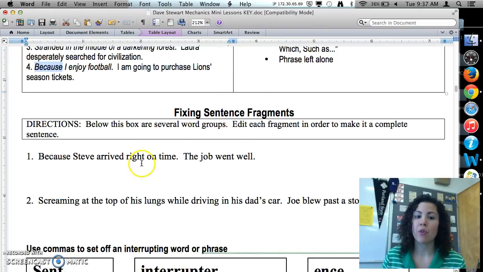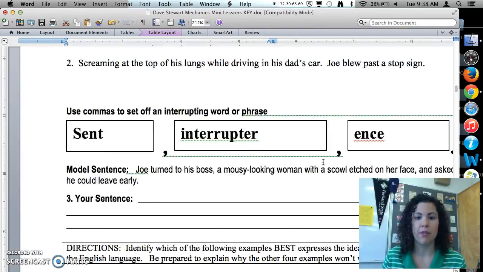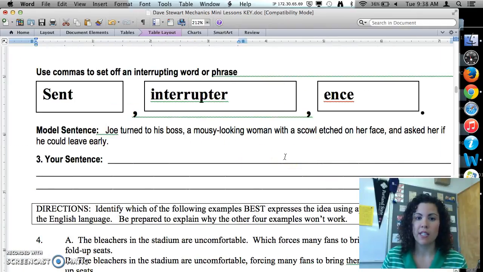Go ahead and through here you're going to fix the sentence fragments. Most of the time you're just going to be turning those periods into commas as we did in the examples. You'll be writing your own sentences. This is a type of sentence that I find really important to fluidity of writing, so make sure you practice that. And let me just point one thing out to you here.